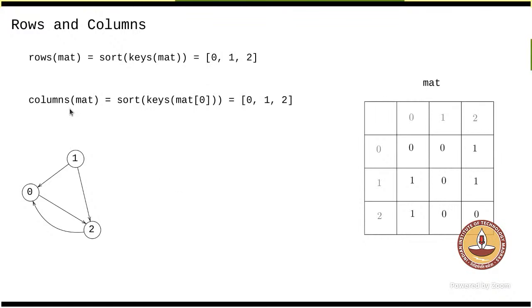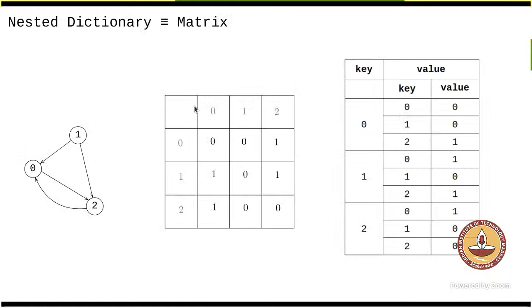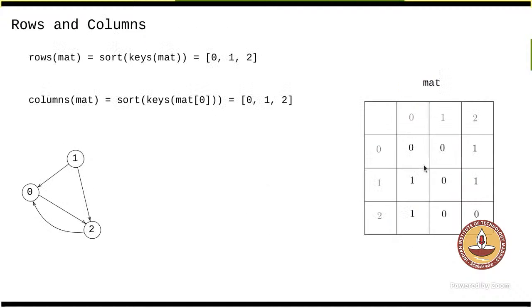So for columns, what do you do? You take mat of 0. If you go back, mat of 0 is what? Mat of 0 is this dictionary, right? So that will also have some keys. In fact, it will have the same 0, 1, 2 as the keys. Now you sort them and you get 0, 1, 2. So whether you do rows of mat or columns of mat, for an adjacency matrix, the result will always be the same. This is an important point.